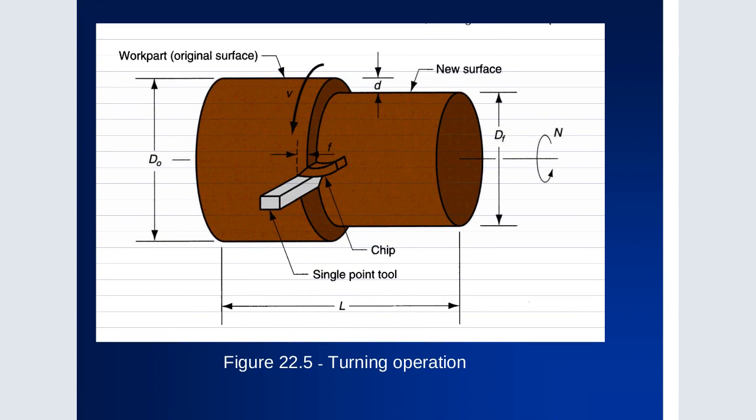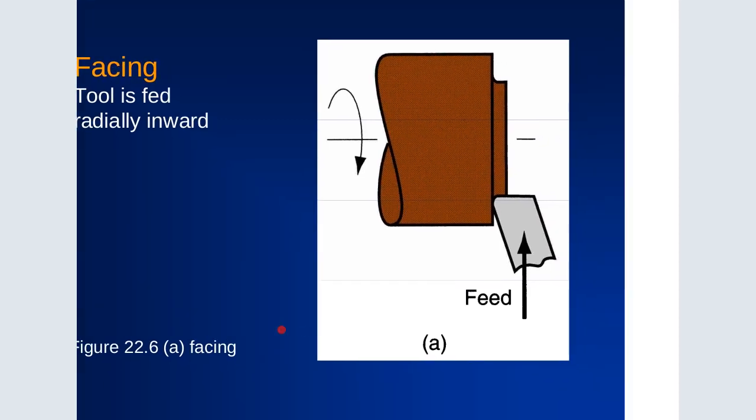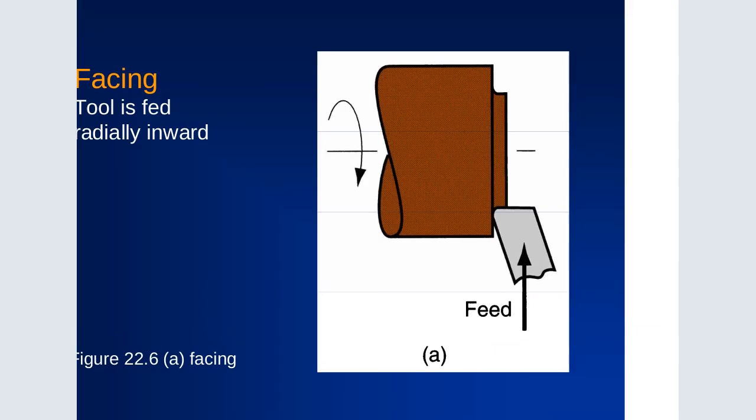Now, how it is done: the work part is there, that is the original surface you can see, and now the one that has already been cut, that is the chip and the single point tool, and then the new surface. You can see how the turning operation works. You just turn, and some parts are chipped off of the material. In facing, the tool is fed radially inward. You can see how it's done.